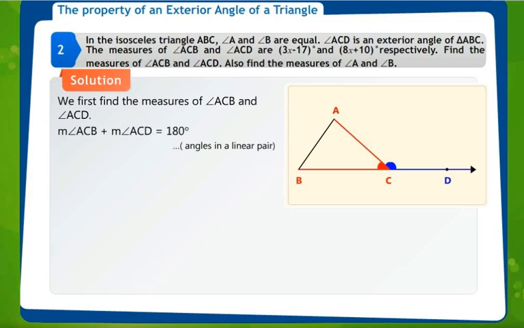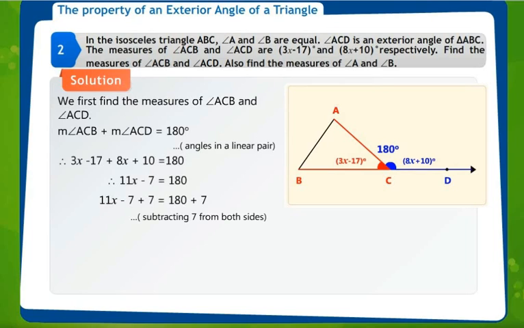ACB plus ACD is equal to 180 degrees, that is angles in a linear pair. Linear pair, that means the measure is 180 degrees. Now ACB plus ACD is given as 3x minus 17 plus 8x plus 10. Taking all the x together, 8x plus 3x is 11x, minus 17 plus 10 is equal to minus 7. So now removing minus 7 from both the sides, we will get 11x is equal to 187. So x is equal to 187 upon 11. x is equal to 17.